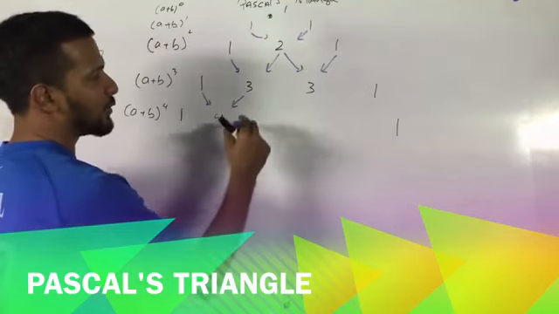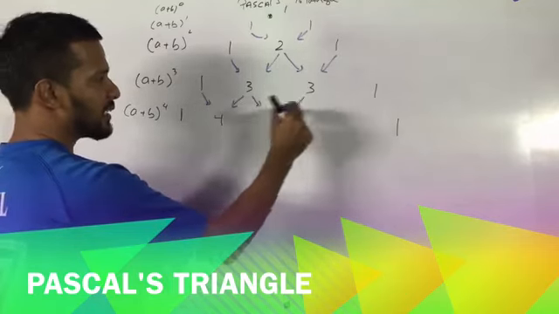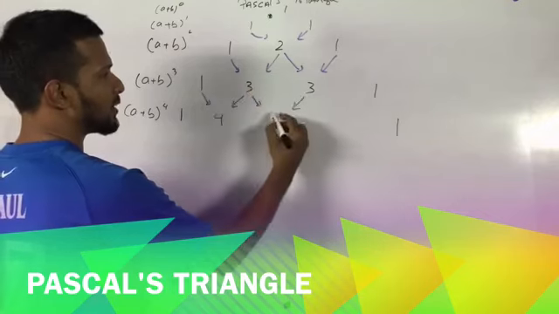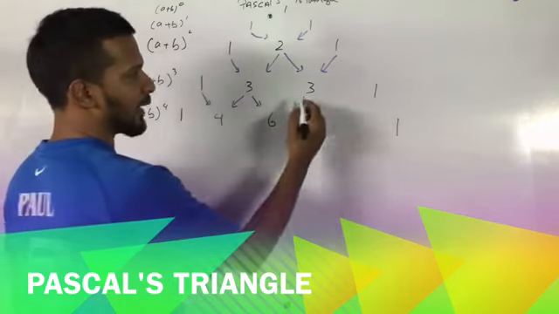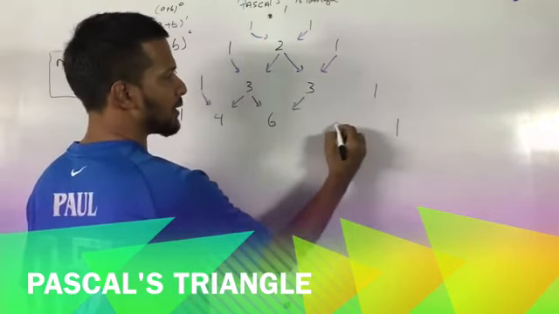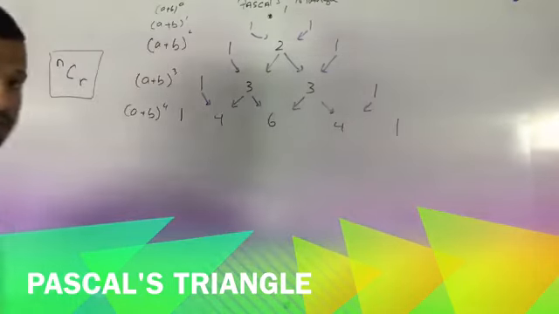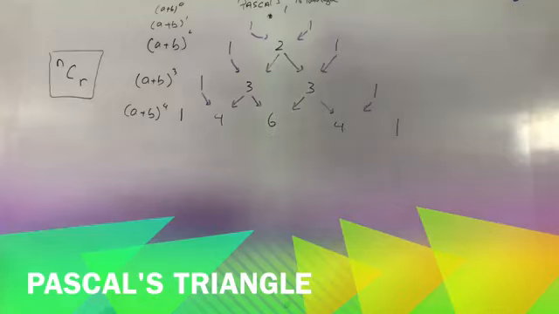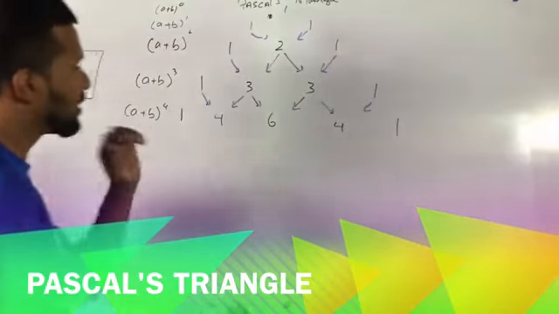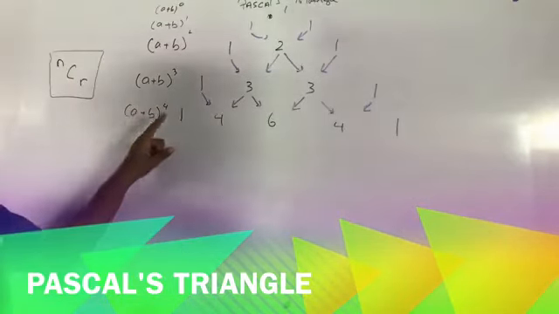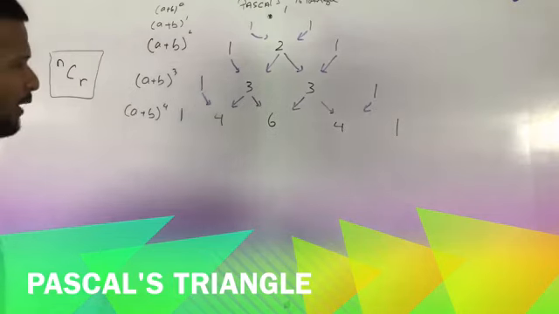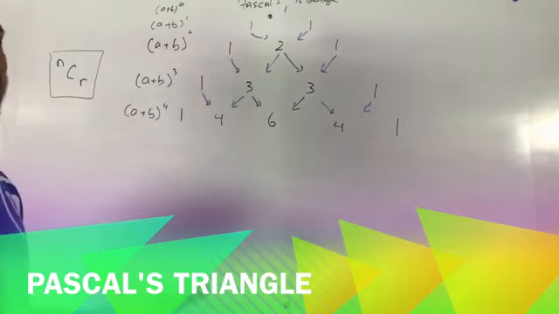What will be the next value here? It will be the sum of this and this. 3 plus 3 is 6. Next value here, 3 plus 1 is 4. Same pattern. So this here represents the coefficients of all the terms in A plus B to the power of 4. Right? So how does this help me find nCr?